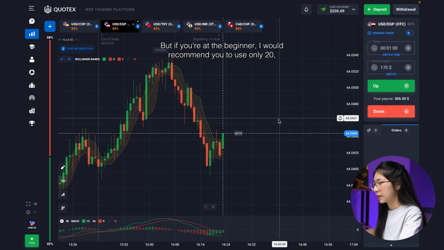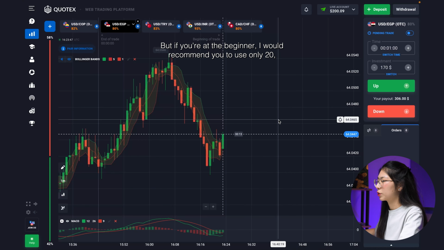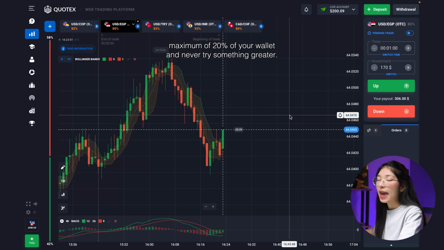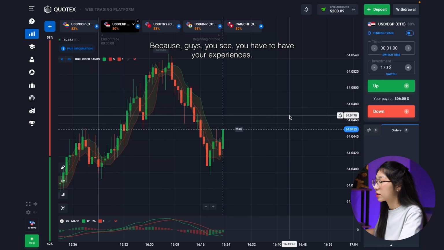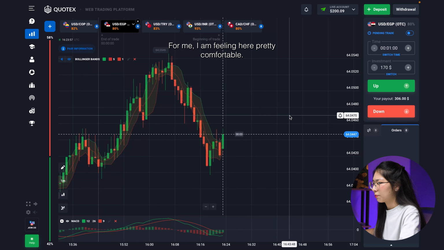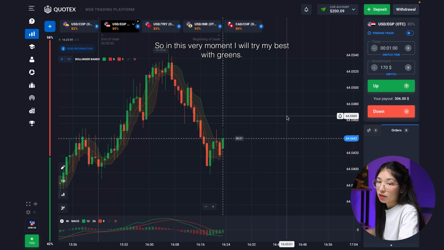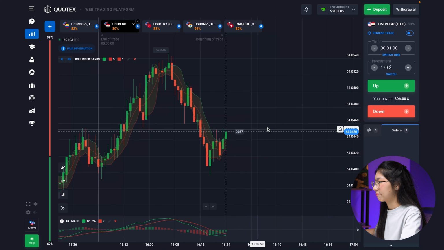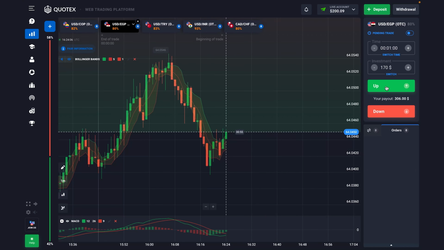But guys, if you're a beginner, I would recommend you to use only a maximum of 20% of your wallet and never try something greater, because guys, you see, you have to have your experience. For me, I'm feeling pretty comfortable here, so in this very moment I will try my best with greens. Let's go.